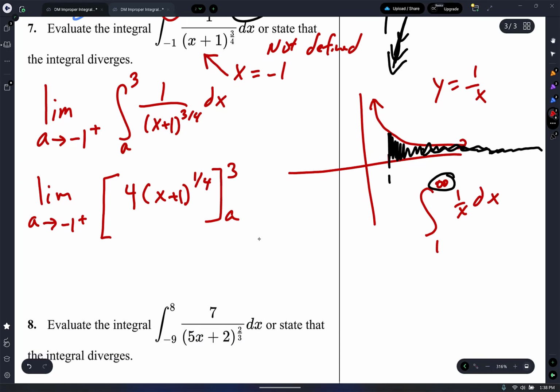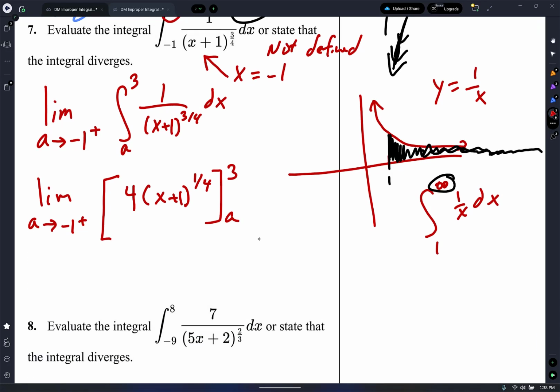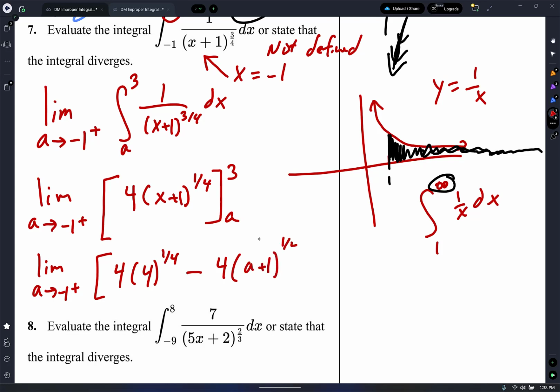Okay, here we go. Limit as a approaches -1 from the right-hand side, bracket, I do the upper. 3 plus 1 is 4. Oh yeah, this one, leave it alone. 4 to the 1/4 minus, and I already put a 4 there, so I'll just keep the 4. I should have factored it out, but no big deal. 4 parenthesis a plus 1 to the 1/4 close bracket equals, and you have enough space. You don't need any more.